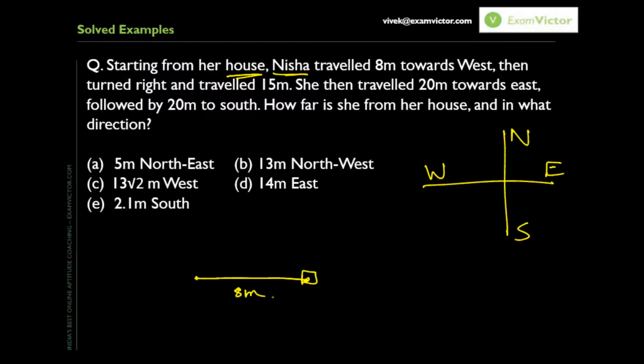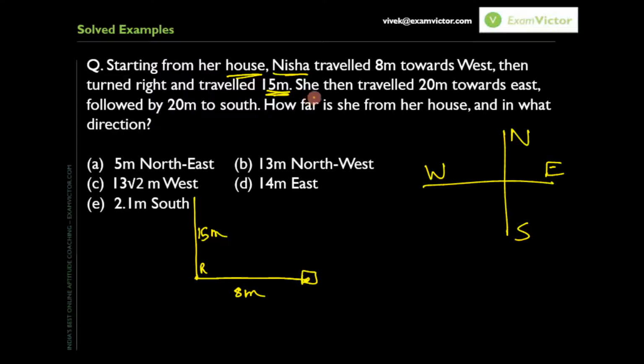Then she turned right. When you're traveling west, to your right, this is your right side, that is going to be north, right? So she turned right, which means she started going towards the north, and she traveled 15 meters. So this is now 15 meters in the north direction. So we've reached till here.